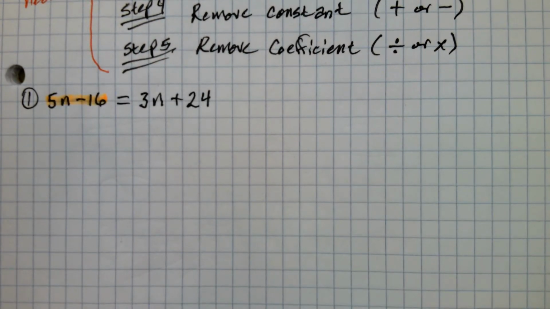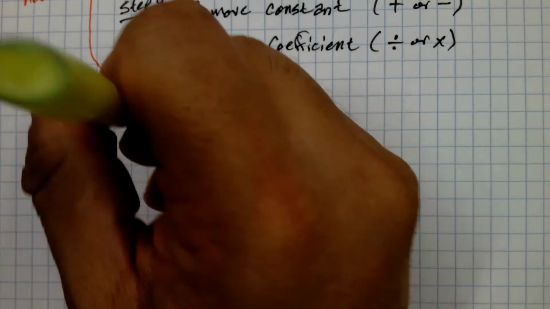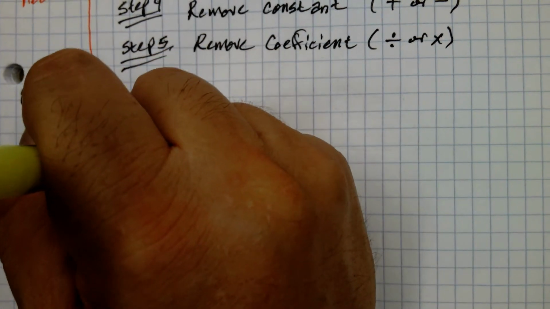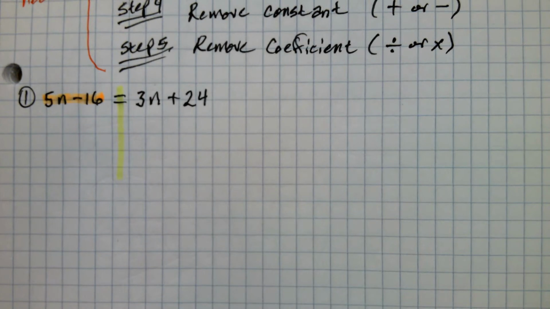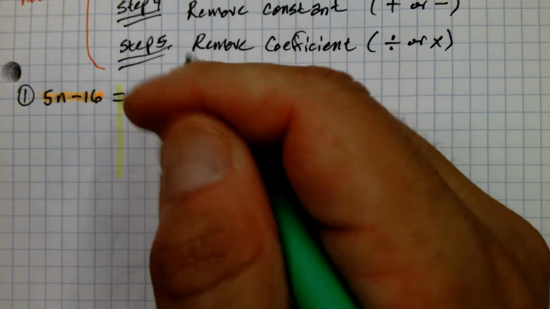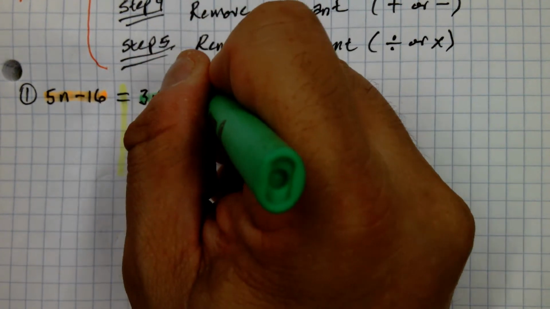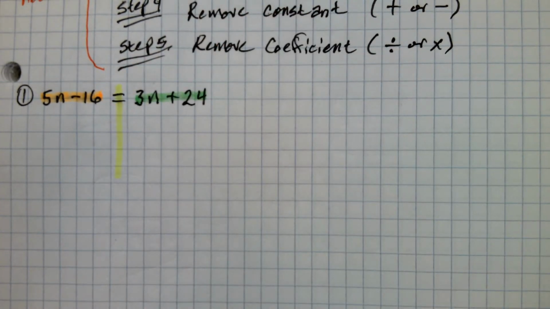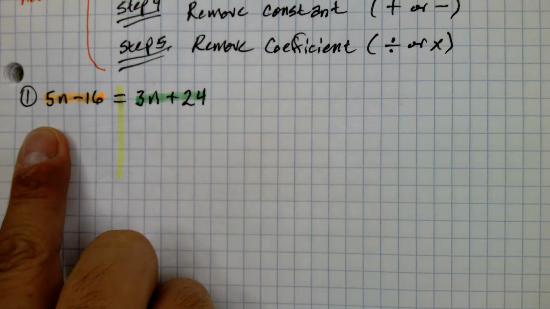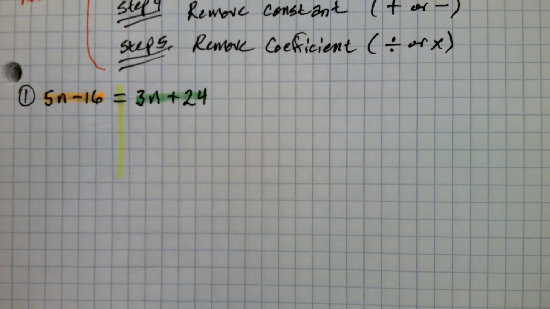And then we have our equal sign. So our equal sign is going to be kind of like a barrier. So I'm going to just do that. And then we have the right side of the equation. And like our original example, we have 5n on the left, 3n on the right. So we have variables on both sides.